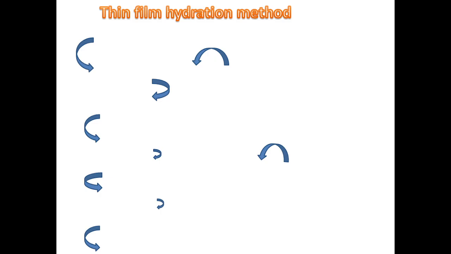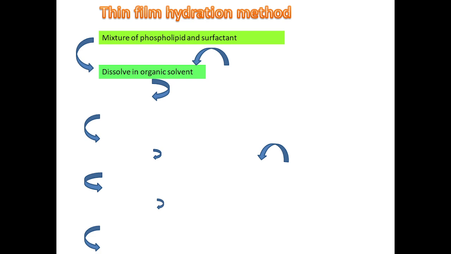Now, thin film hydration method. First step is a mixture of phospholipid and surfactant. It is dissolved in organic solvent. So in case of thin film hydration method, first step is phospholipid and surfactant. They are dissolved in organic solvent, and here the lipophilic drug is incorporated.